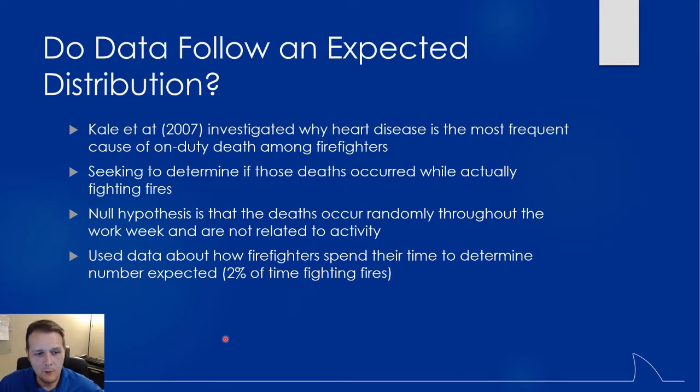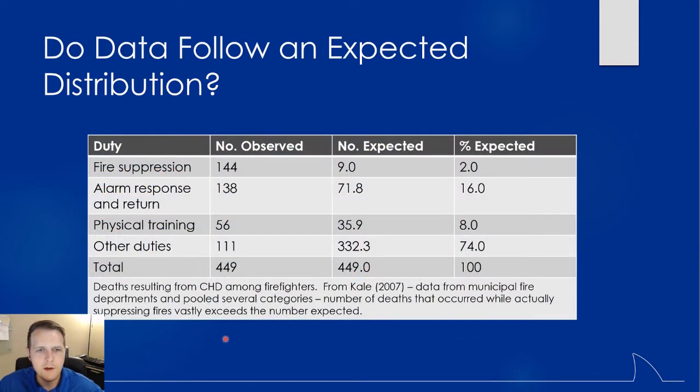They used the data to determine the expected amount of time spent performing each activity, and then said, based on the total number of deaths, if you spent 10% of your time doing this, then 10% of the deaths should occur during that time, if it was truly random. Here's an example of the data, and we're going to be looking at some charts. I'll go through and explain what each of these is doing.